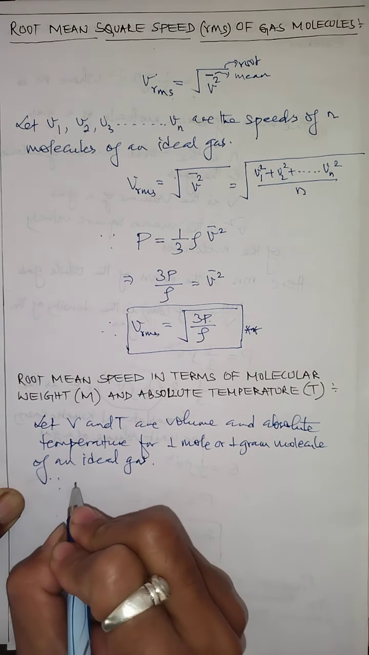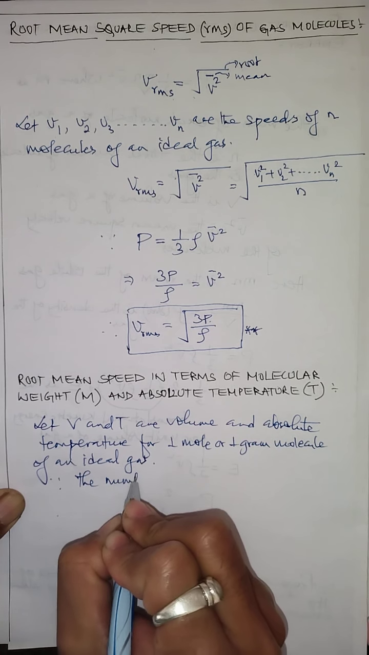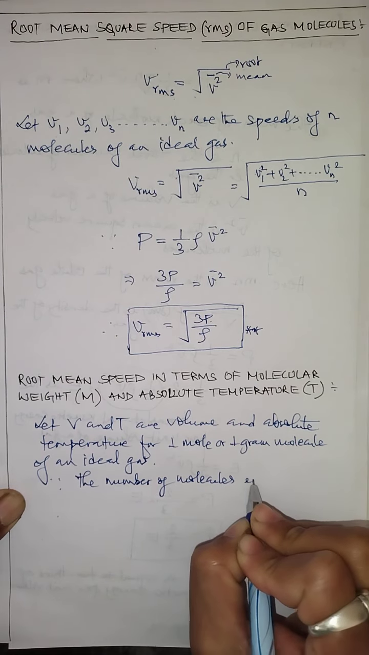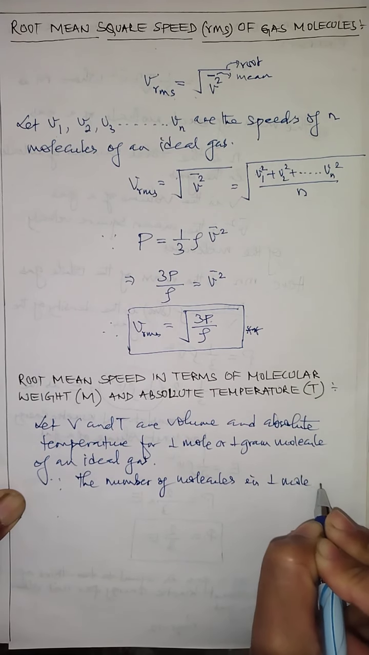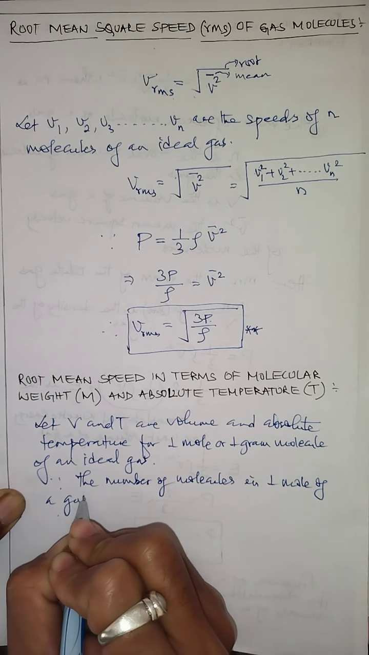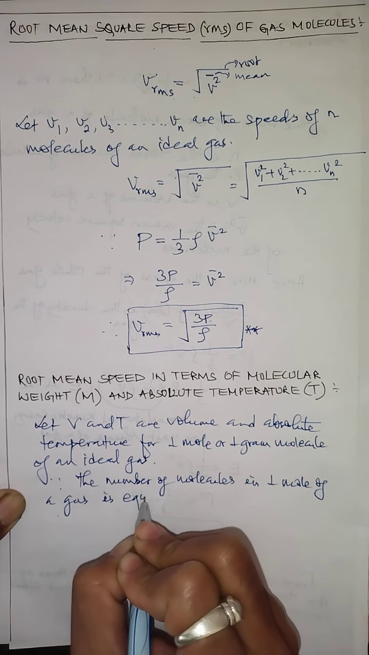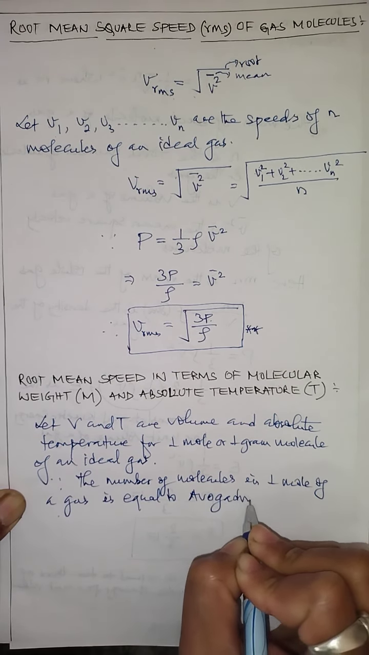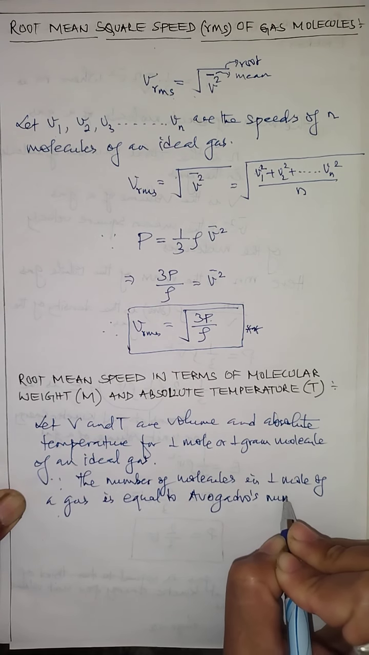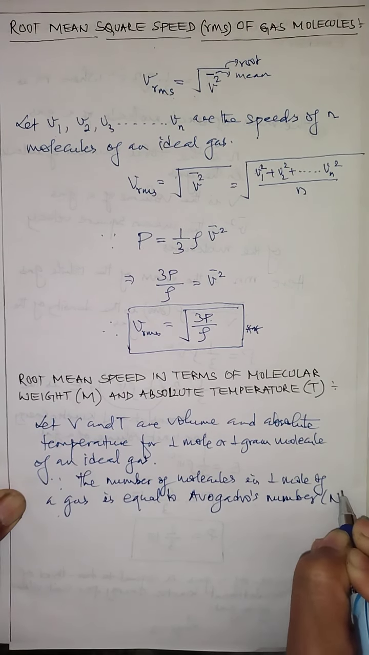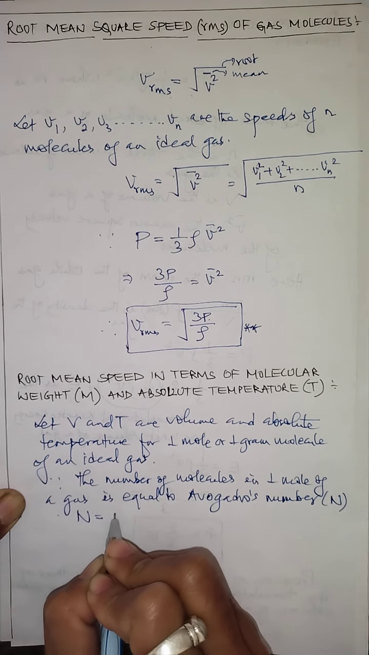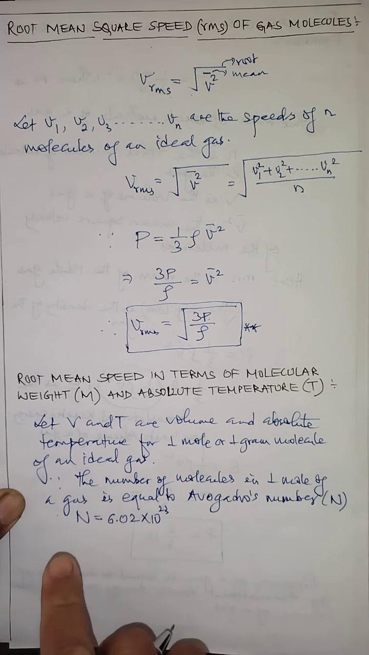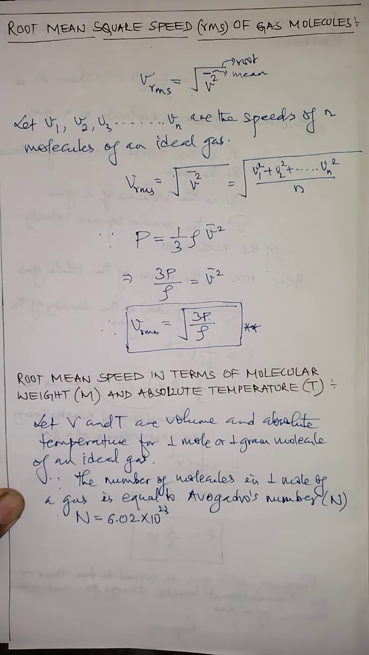So, the number of molecules in 1 mole of a gas is equal to Avogadro's number. Avogadro's number is marked by the capital letter N, and its value, as you know, is 6.02 into 10 to the power 23. So this is N, and N is called Avogadro's number.